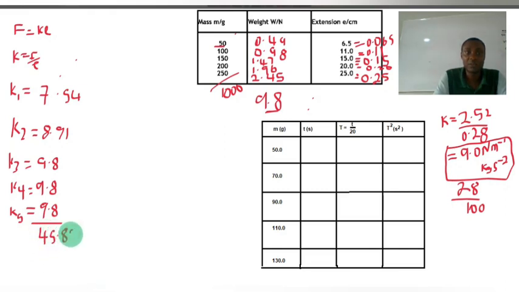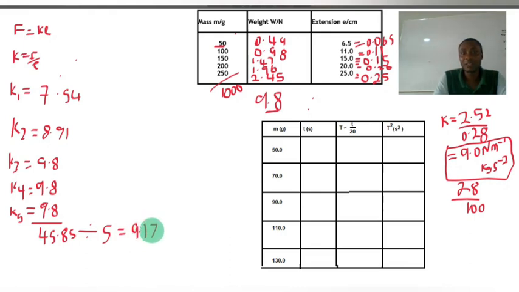45.85. So I'm going to divide this by the total number of values, 1, 2, 3, 4, 5, so I'm going to divide it by 5. When I divide this by 5, you see that I'm going to have 9 point something. Divided by 5, that's going to give me 9.17.